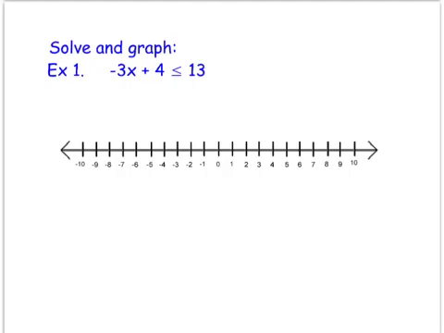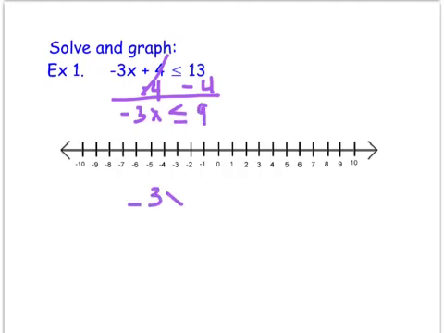First thing we're going to do is we have to figure out who's chilling with negative 3x. Well, that would be positive 4. So how do I get rid of a positive 4? I subtract 4. Whatever I do to one side, I must do to the other. So I end up with negative 3x, my 4's cancel out, is less than or equal to 9. I'm going to rewrite this down here just so I have a little more room.